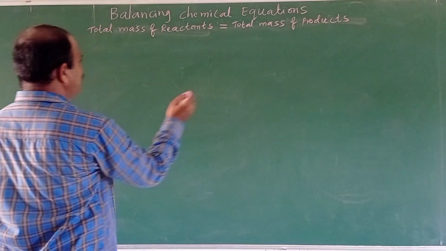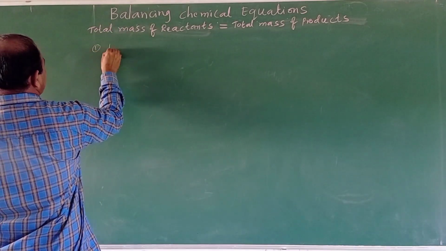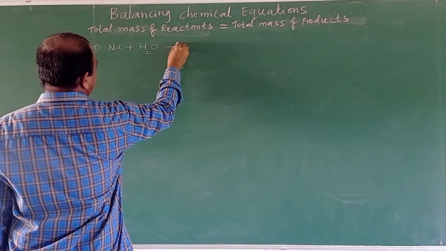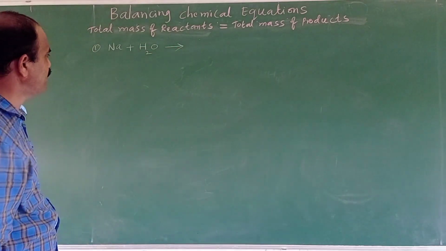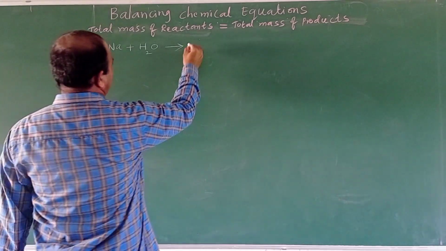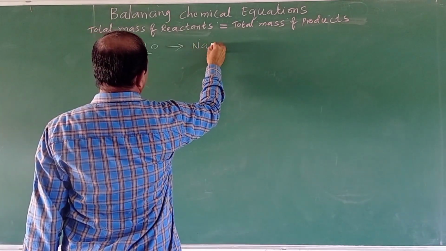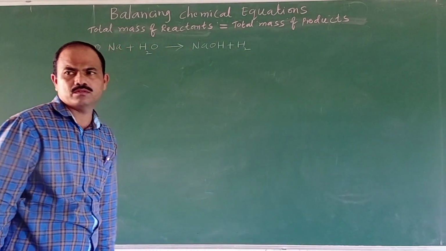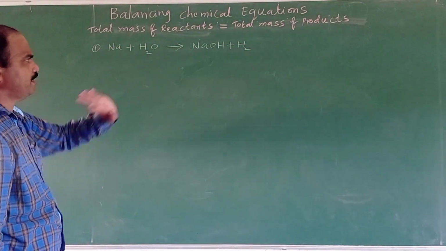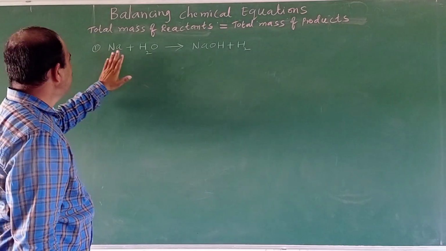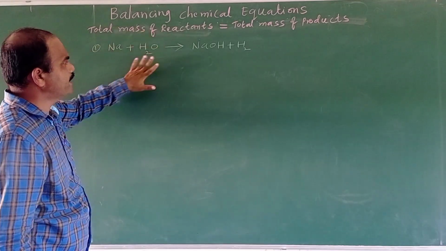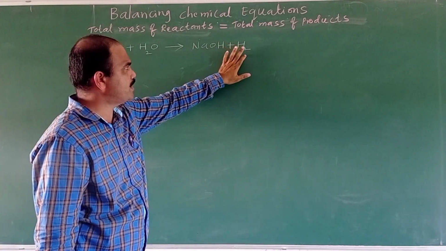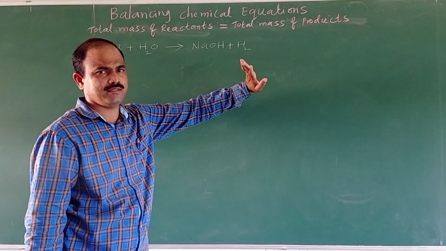So next I am going to explain how we balance the chemical equation by using the mathematical method. I am taking the first equation: sodium, Na, when it is combined with water, produces sodium hydroxide, and then hydrogen gas is produced. So this is the reaction. The sodium and water are called the reactants, and sodium hydroxide and hydrogen are called the products.